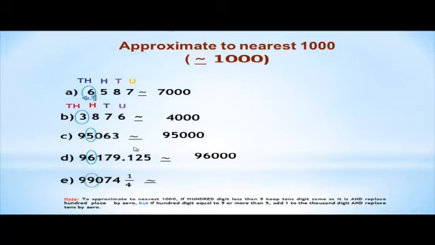Here I have 99,074 and a quarter. Remove the decimal number or fraction, replace it by 0. So the result will be 99,000.